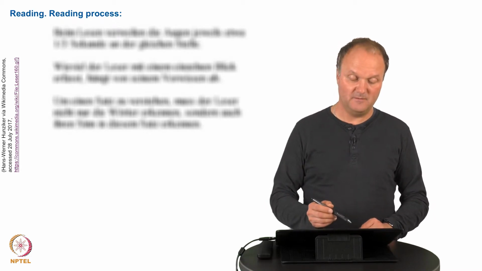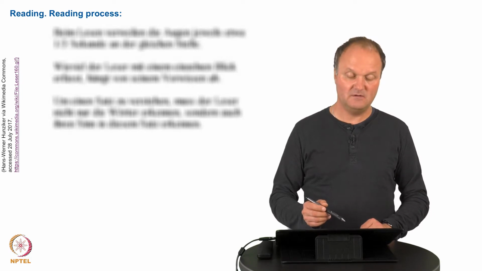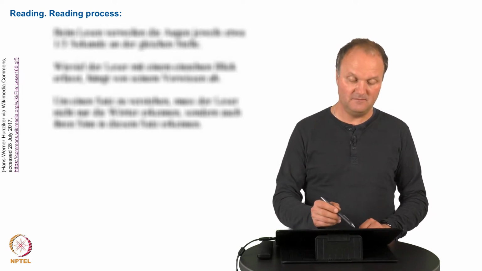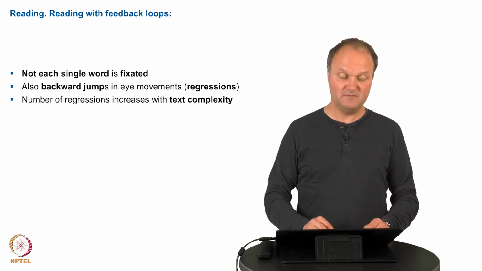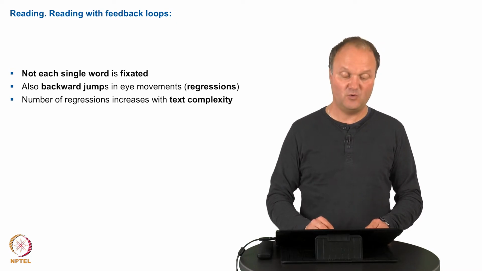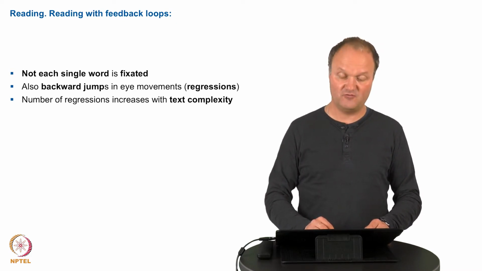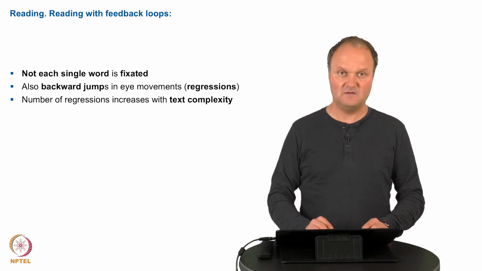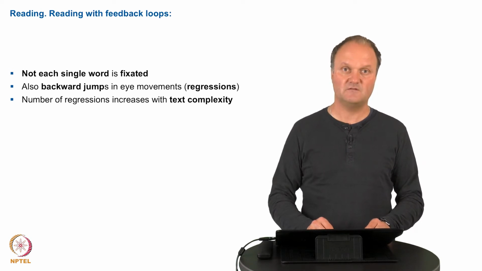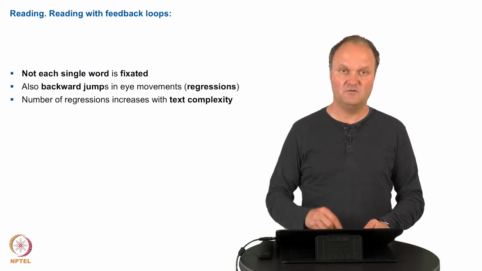Now, this combination does not strictly happen left to right and top to down. It's an iterative process. That is, we have some jumps, forward jumps, but also backward jumps in the movements. These are called regressions. And these regressions are more frequent when the text gets more complicated. And this illustrates that we do an understanding process in parallel to the reading process. And if there's an understanding problem, we go back to the text and consult the text again in order to better understand what is meant by the text.